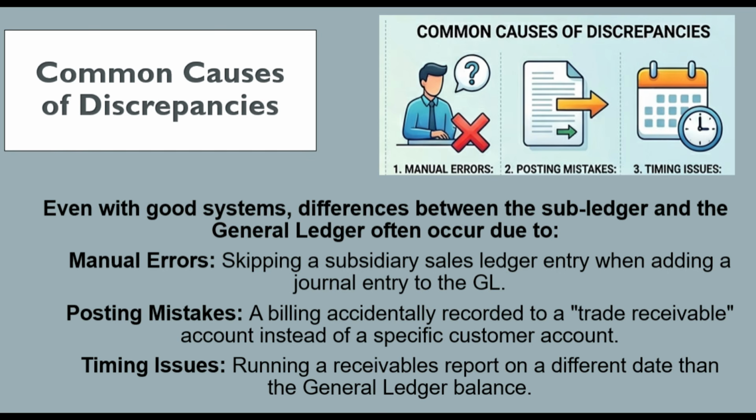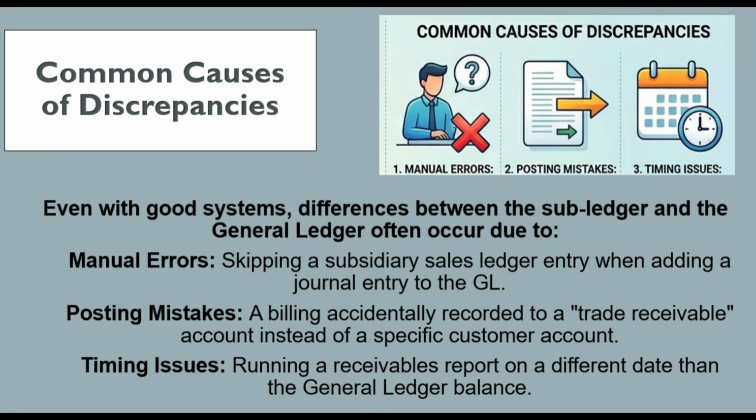This occurs when money is recorded in the wrong category. Instead of putting a bill under Customer John Doe, it gets accidentally dumped into a generic pile called trade receivables. The total money might be right, but the details are messy because you can't see who actually owes what.